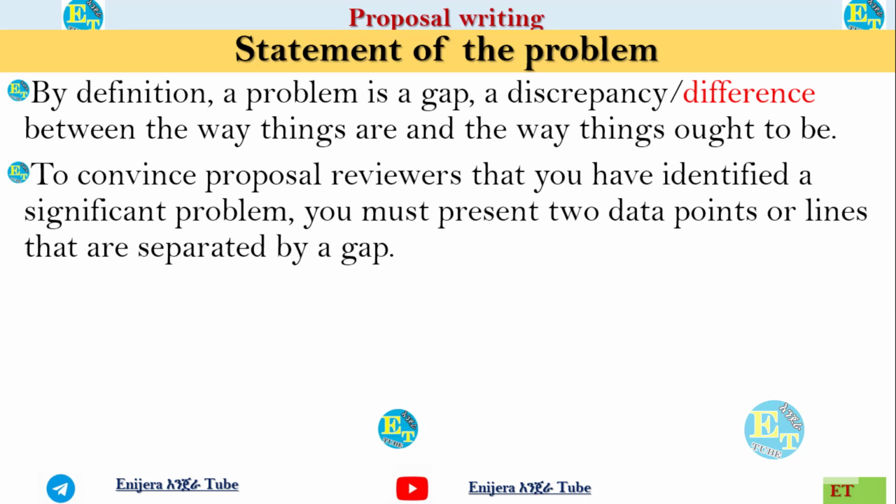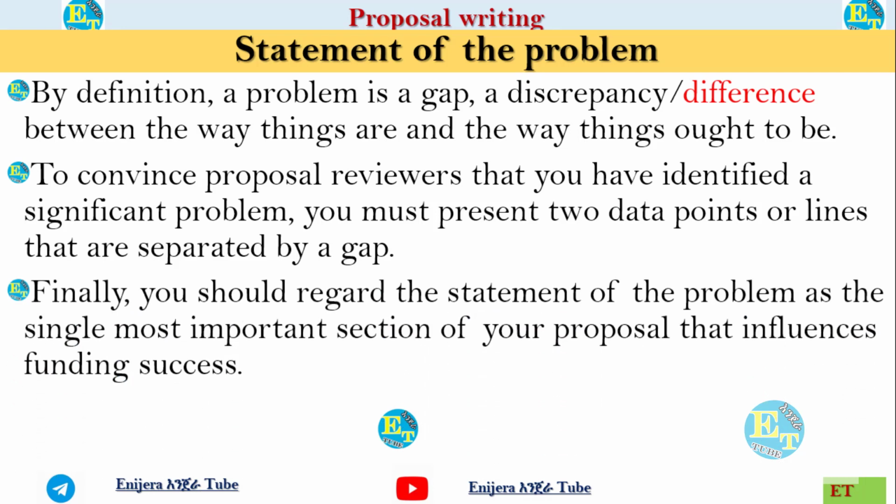To convince proposal reviewers that you have identified a significant problem, you must present two data points or lines that are separated by a gap. Finally, you should regard the statement of the problem as the single most important section of your proposal that influences finding success.